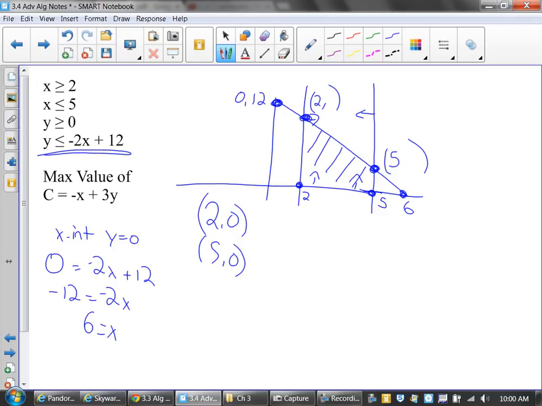What's 5 times negative 2? What's negative 10 plus 12? 2. So one ordered pair at 5, 2. What are you substituting into? The equation, because this is the equation of the line that it's intersecting. So I'm paying attention to which intersection it's going through. And then the other one I substitute in positive 2. So I get negative 4 plus 12, you get 8.